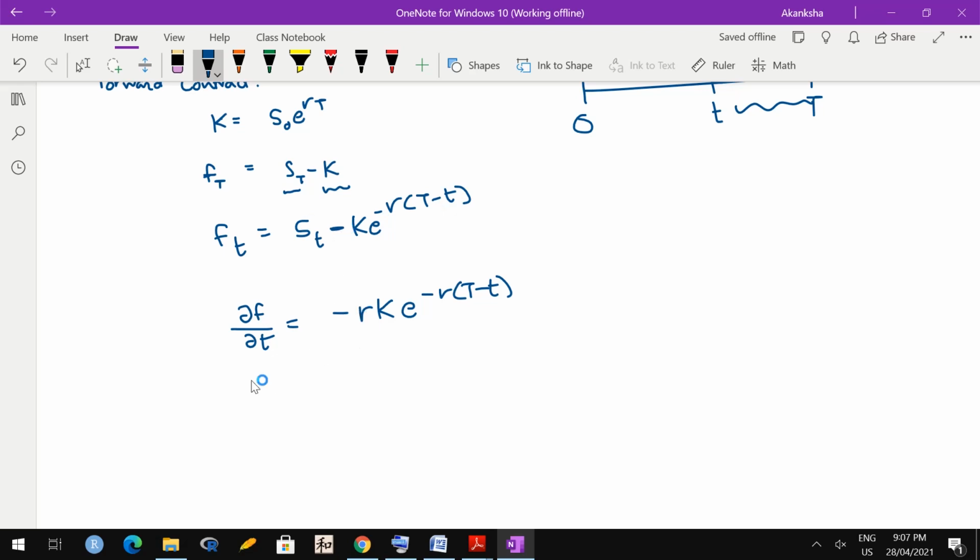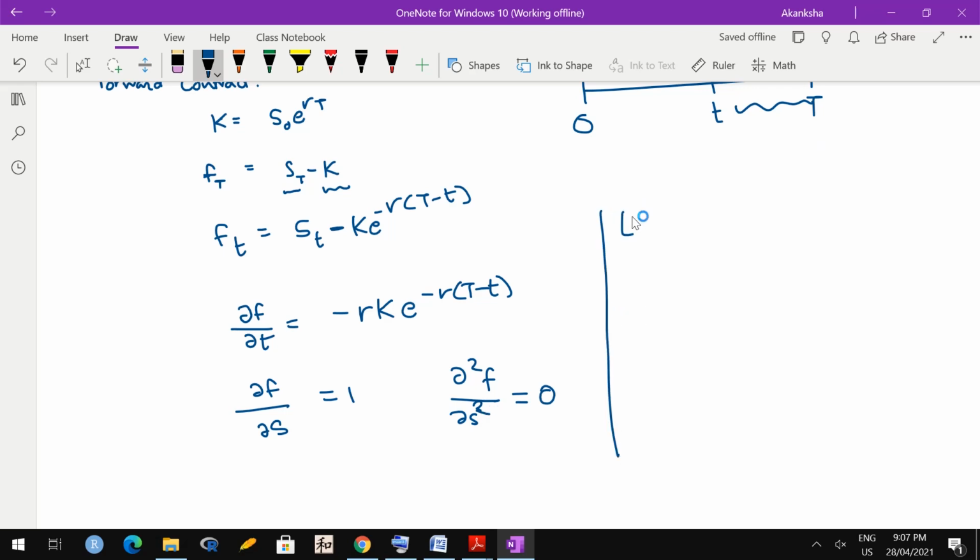Okay, then ∂f/∂S would become 1 because I have an S term here, and as a result ∂²f/∂S² becomes 0. Okay, so now let us substitute in the equation.